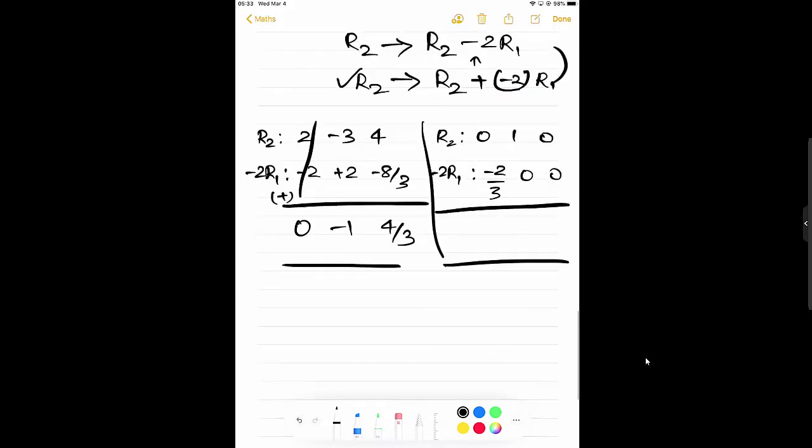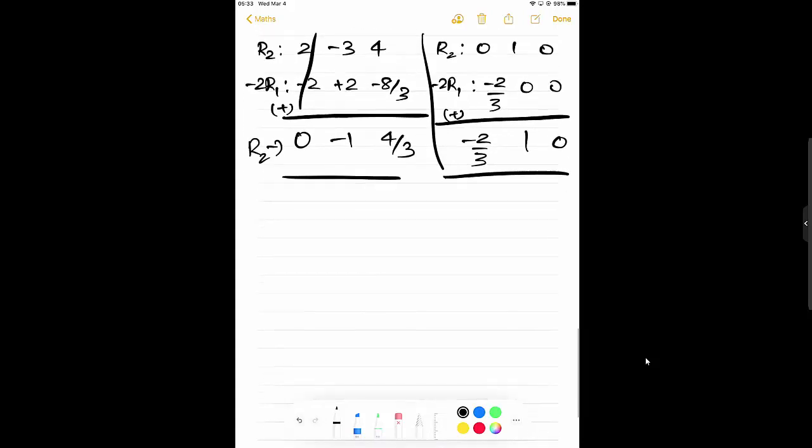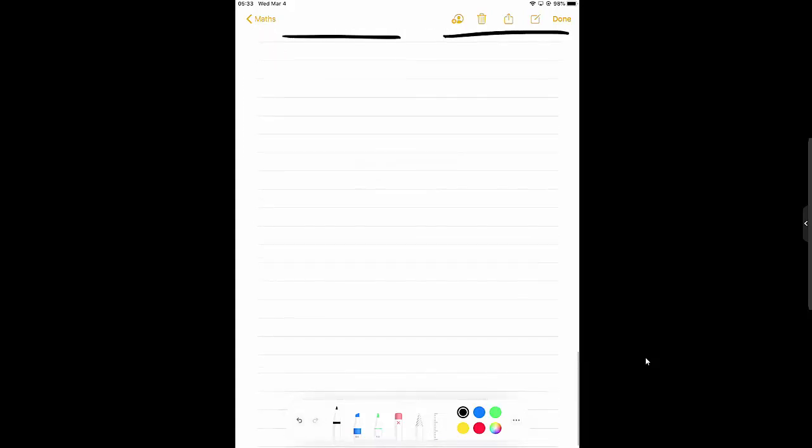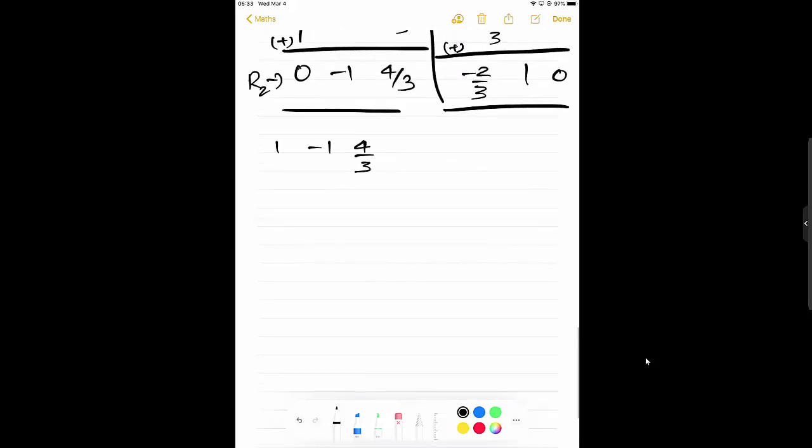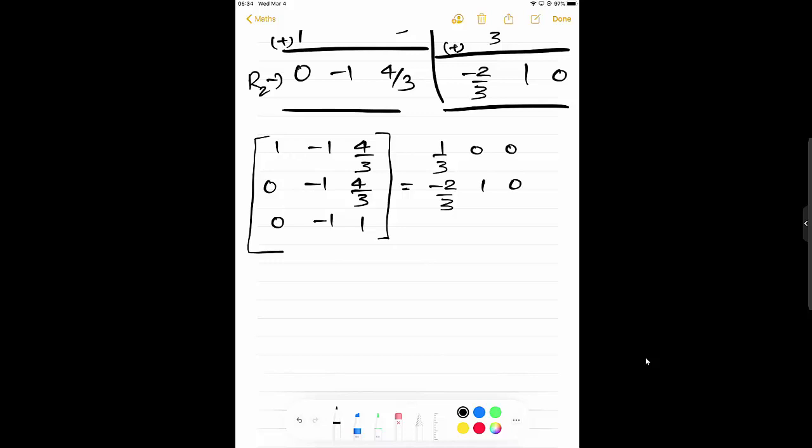When you solve this, it will be minus 2 by 3, 1, 0. This belongs to row 2. Now write down the equation. First row remains the same. Second row we have to write down. See here, almost similar. Then third row remains the same. Equal to 1 by 3, 0, 0, minus 2 by 1, 0, then 0, 0, 1.